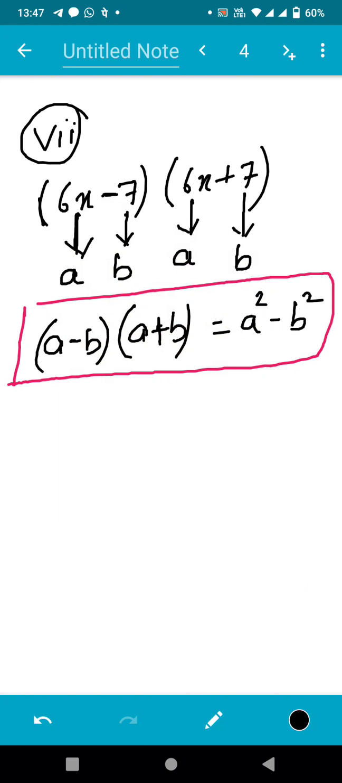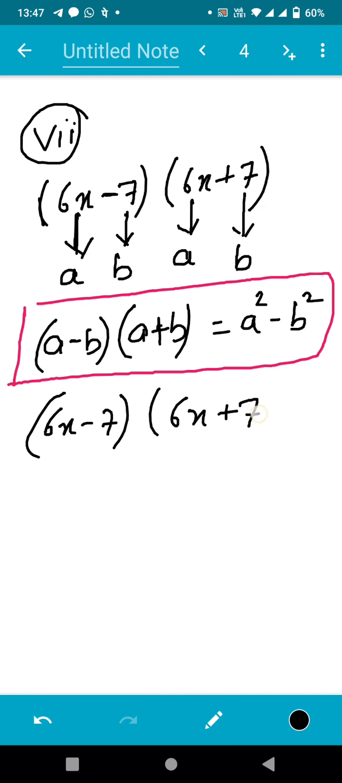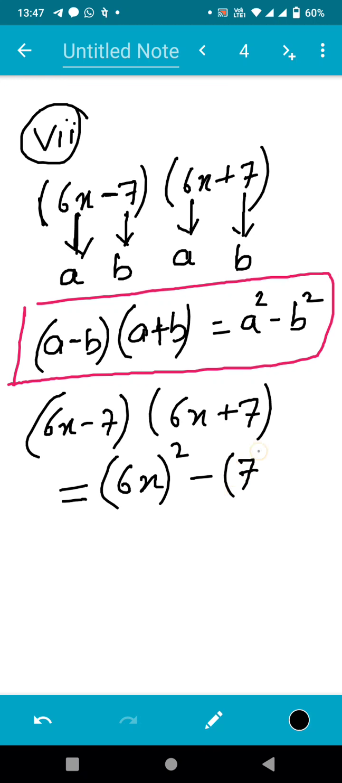Now we'll write the question. In place of a we have 6x, in place of b we have 7. Remember that. Now we'll write the question again: 6x minus 7 into 6x plus 7, and this would be equals to a square. So what is a? 6x. Now we'll do the square, and then we'll put the minus sign. Then we have to write b square, but before that we have to write b. What is there in place of b? This is b, and then we'll do the square. So this is a square minus b square.